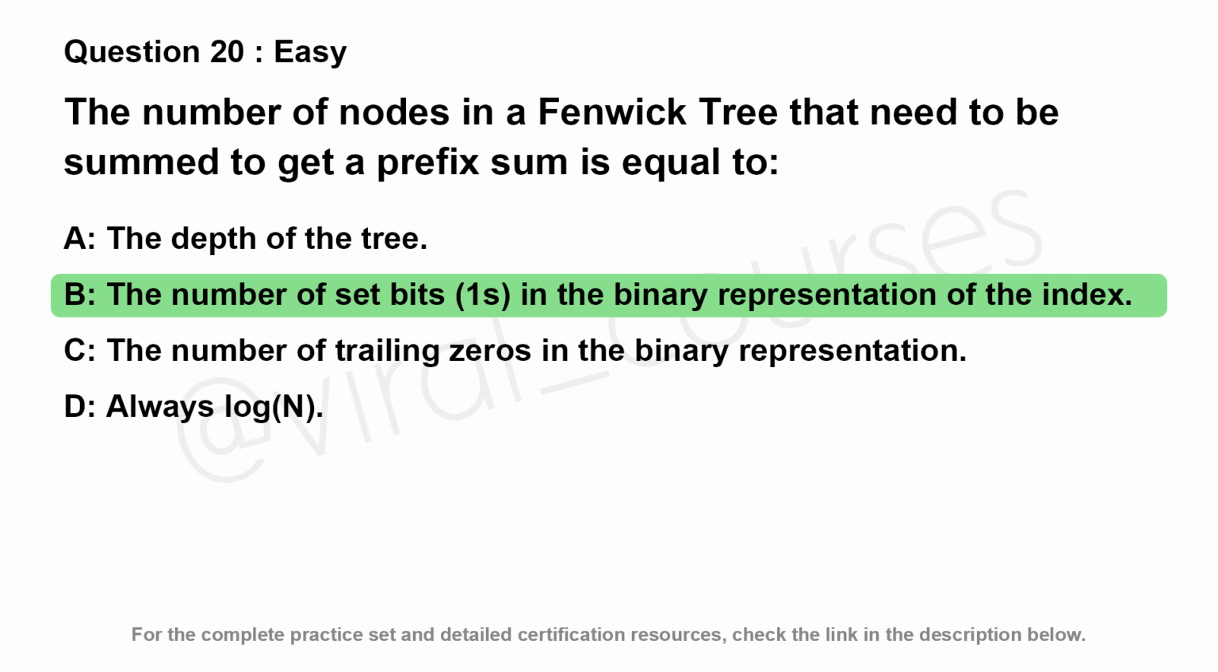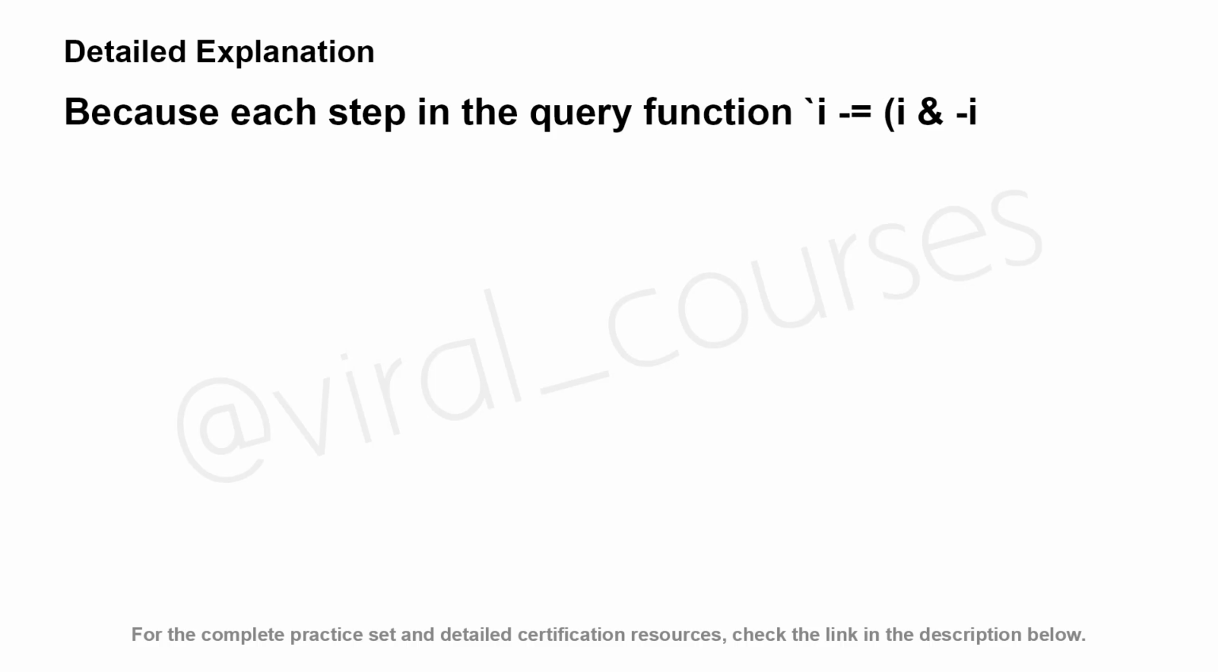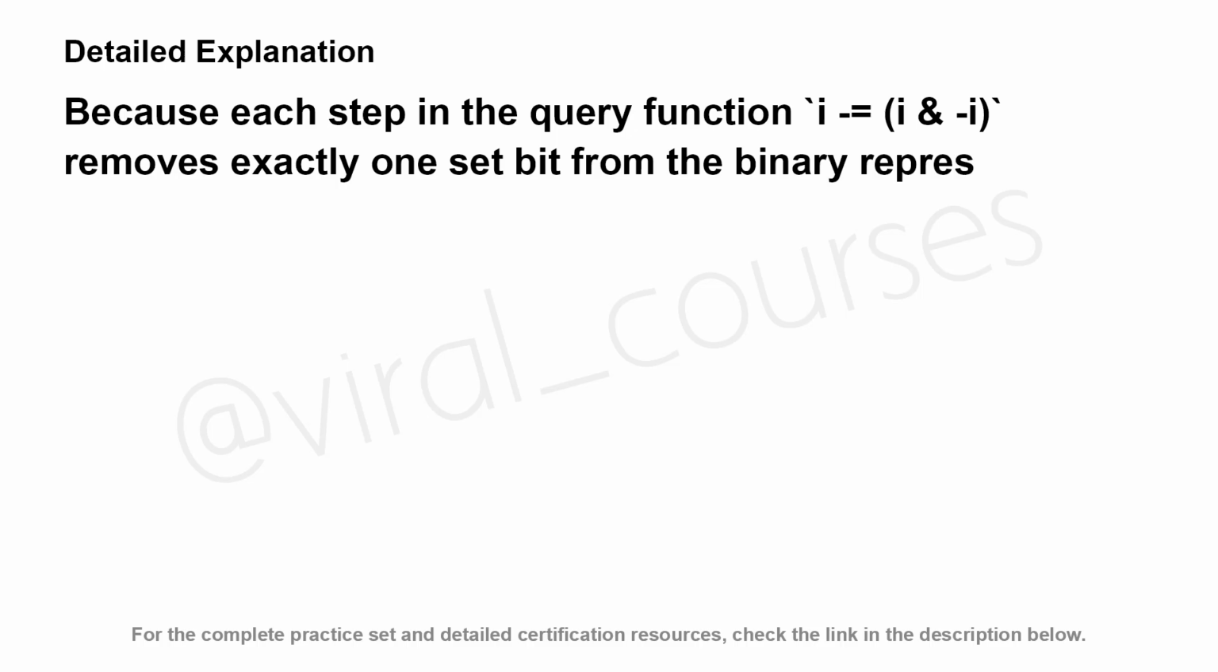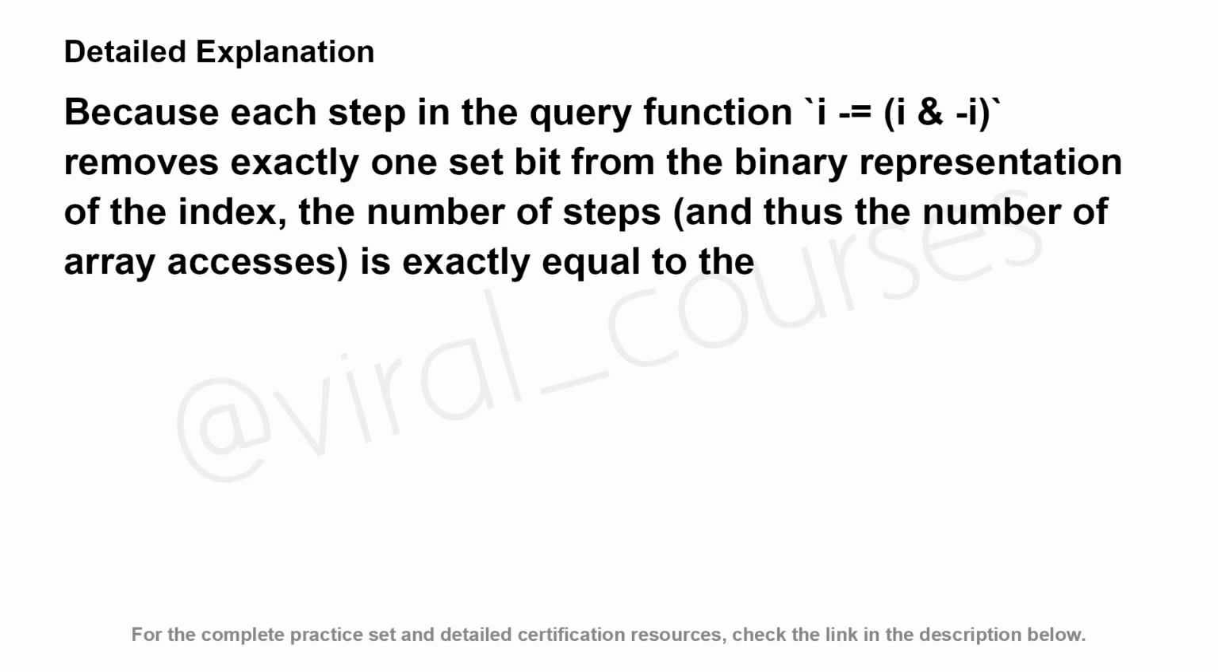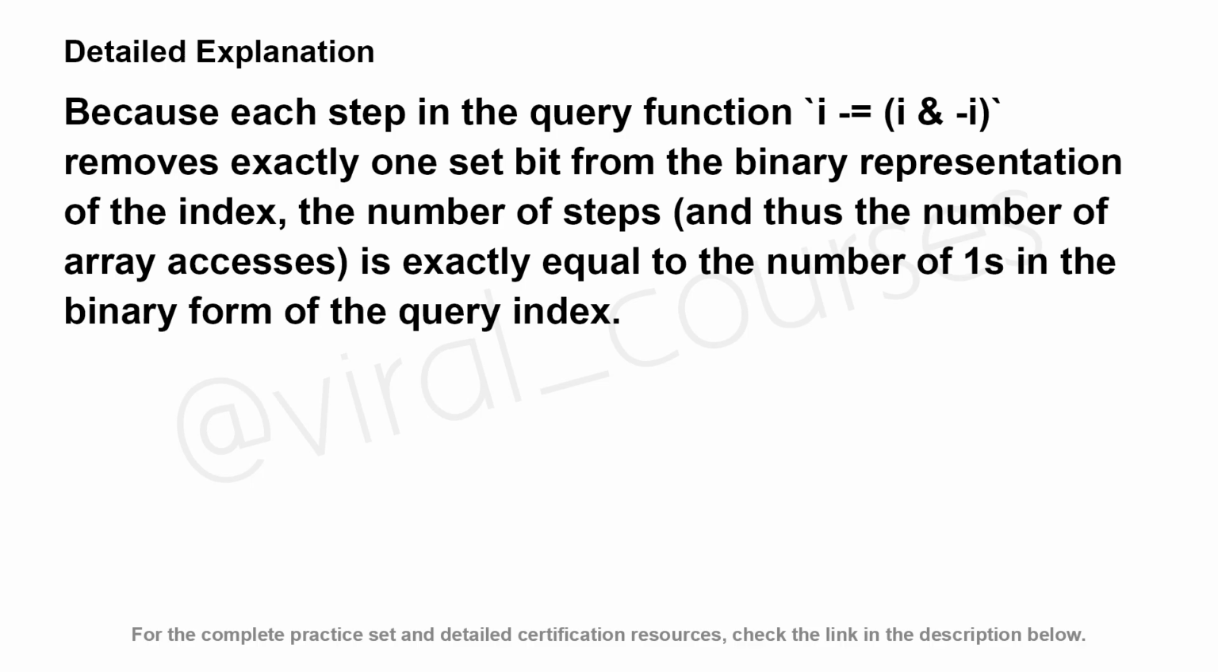The correct answer is B. Because each step in the query function, `i -= i & -i`, removes exactly one set bit from the binary representation of the index. The number of steps, and thus the number of array accesses, is exactly equal to the number of ones in the binary form of the query index.